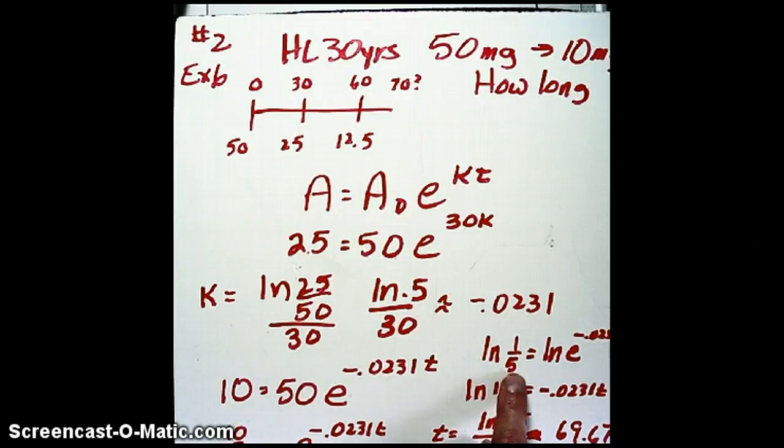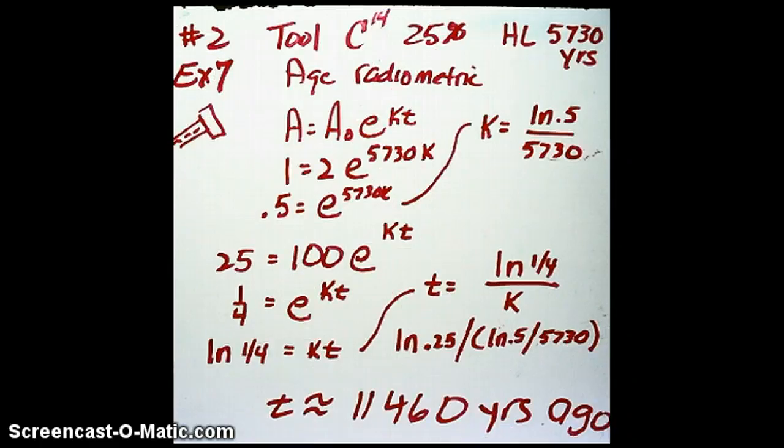I reduce it to 1 over 5. I take the ln of both sides. And then I solve for t. And I have the ln of 1/5 divided by that decimal, which is 69.67 years. Okay, this is one way to do example 7 in that second reading.